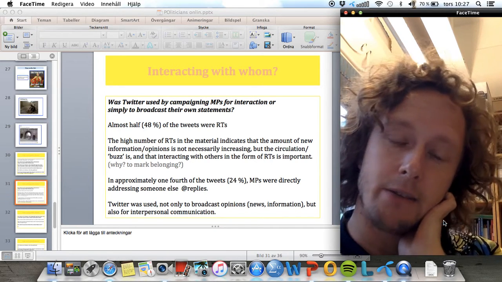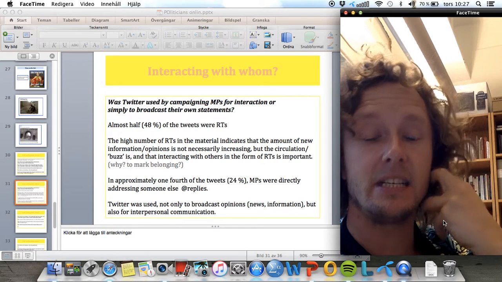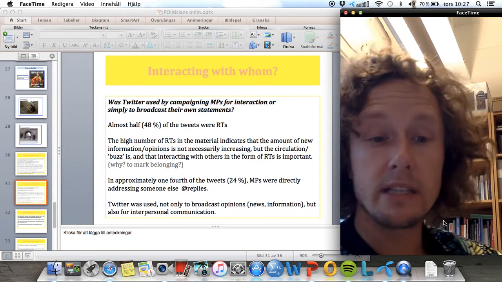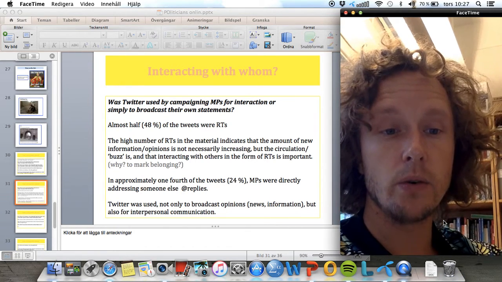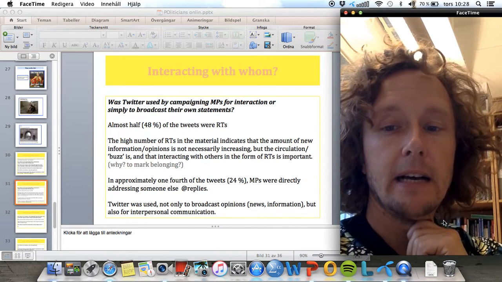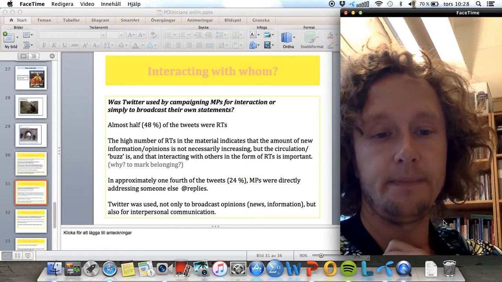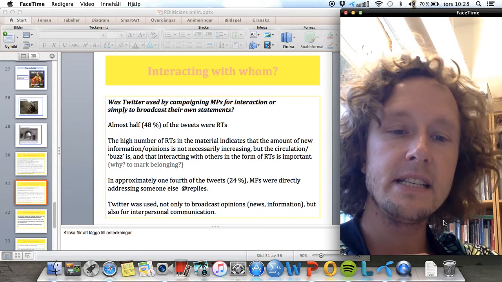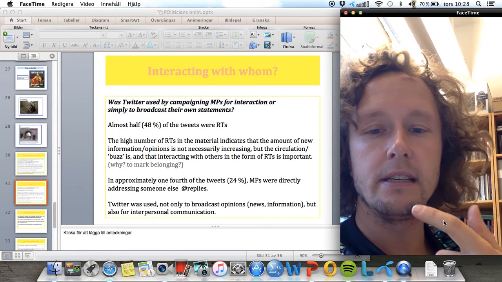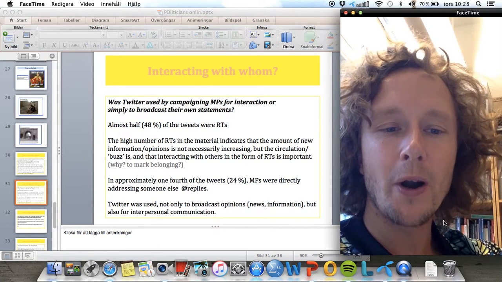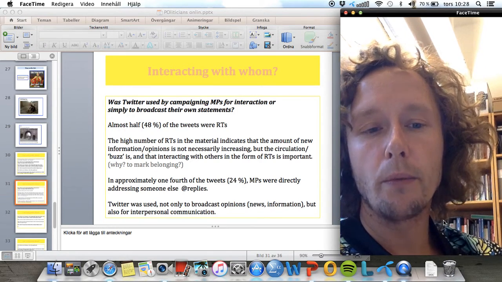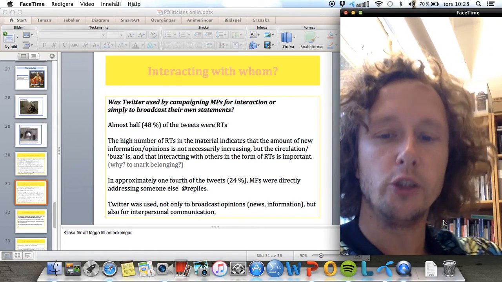Here we define interaction as retweeting and @messaging. About half of the tweets that we collected four weeks before the election, so in late August, beginning of September 2014, almost half of the tweets were retweets. So these indicate that perhaps not that new information is increasing, but the circulation is, and this circulation is also a type of interaction, where you at least mark belonging to someone when you retweet someone. So it's some kind of interaction.